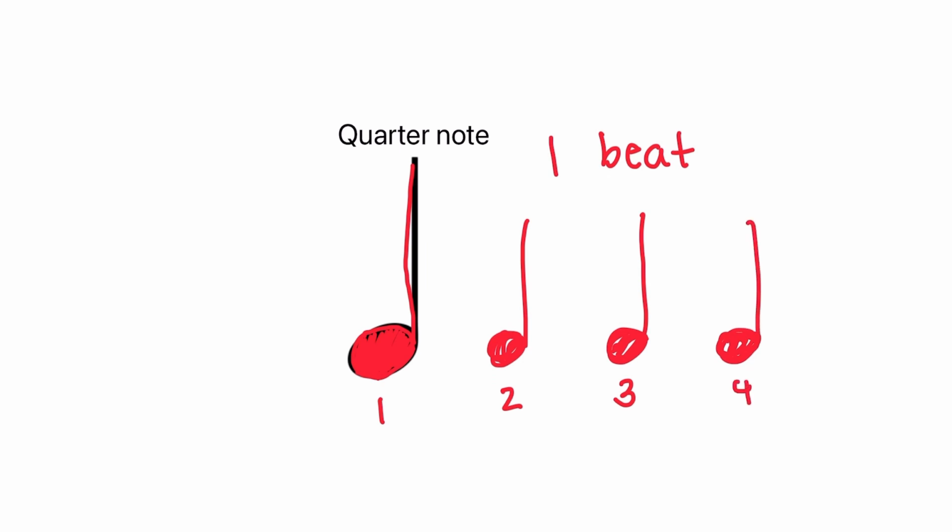Let's see what that sounds like. Here we go. 1, 2, 3, 4. And if we did it on just one note, 1, 2, 3, 4. Just 1 per click, 1 for beat.